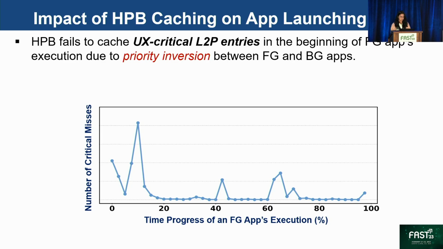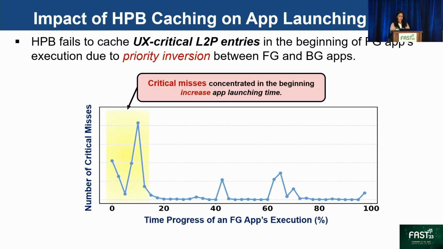beginning of its execution. So this graph shows the number of critical misses over a foreground app's execution time. Not surprisingly, most of the critical misses are concentrated in the beginning of its execution, which could result in an increased user-perceived latency. So we proved that the priority oblivious HPB caching policy is not beneficial in decreasing the user-perceived latency.